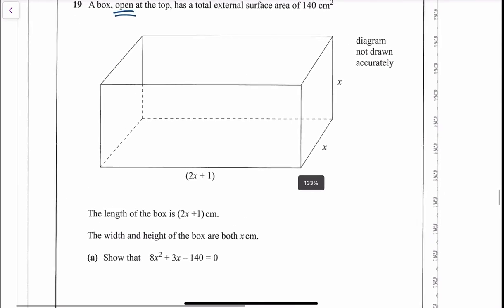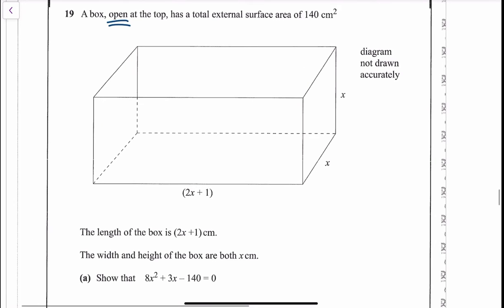Okay, it says the length of the box is 2x plus 1, and then you've got a width of x and a height of x. It also says the surface area is 140 centimeters squared. Show that 8x squared plus 3x minus 140 is equal to 0.